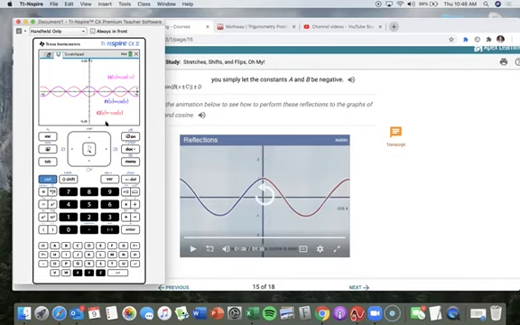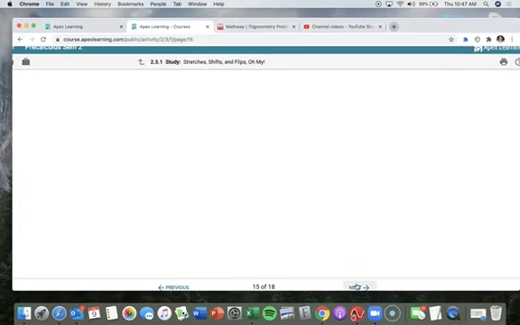Cosine of x and sine of x, when you do the reflections, if you're just transforming one of the parent functions, depending on if it's an odd or even function, it could end up potentially looking the same depending on the transformation that you do. But again, when in doubt, look at your graphing calculator, always.